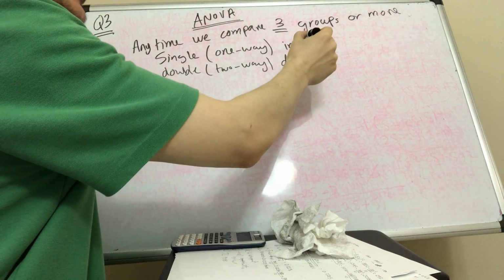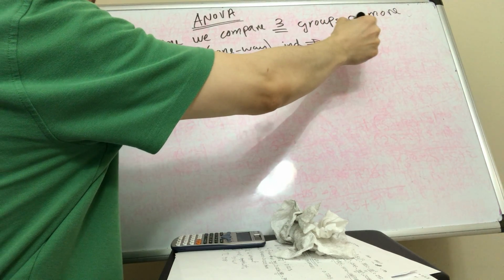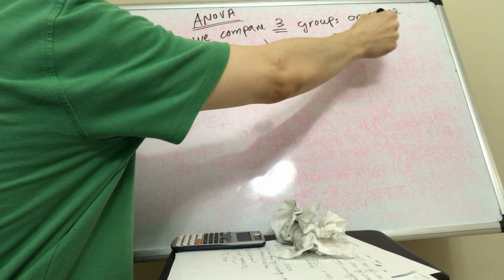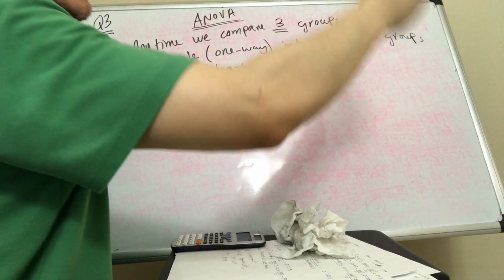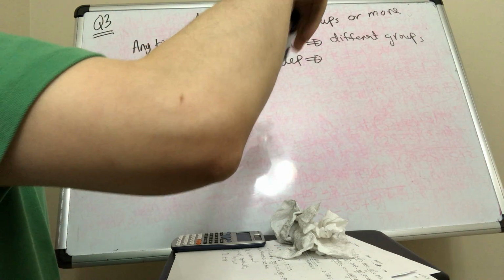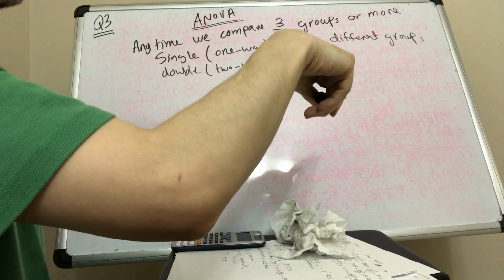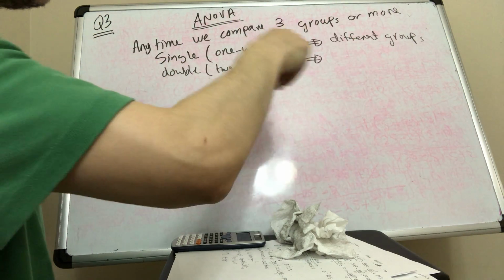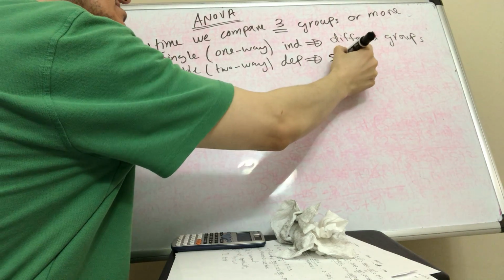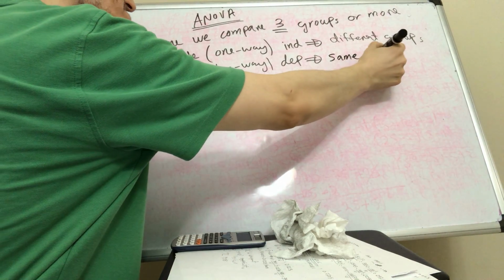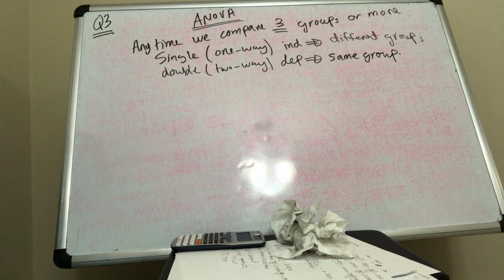And for the one-way, the independent, you ask yourself, do we have different groups? So the sample in the first group, is it the same people in the second, same in the third, or different? If it's different, single. If it's the same group, it will be double ANOVA.